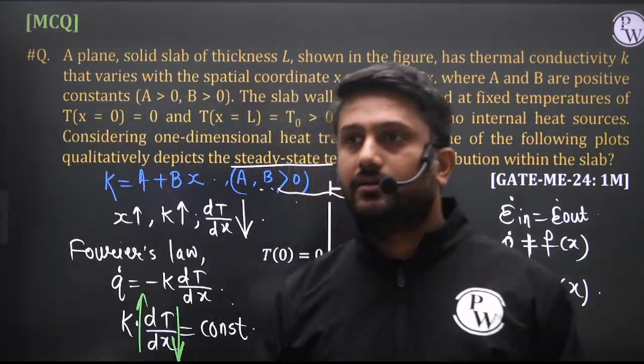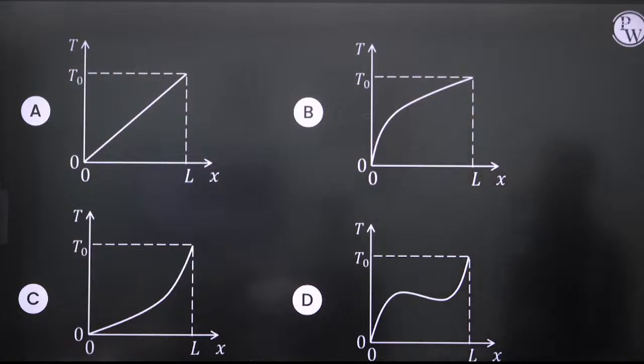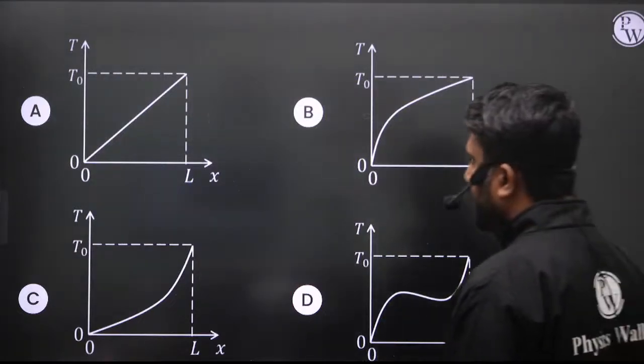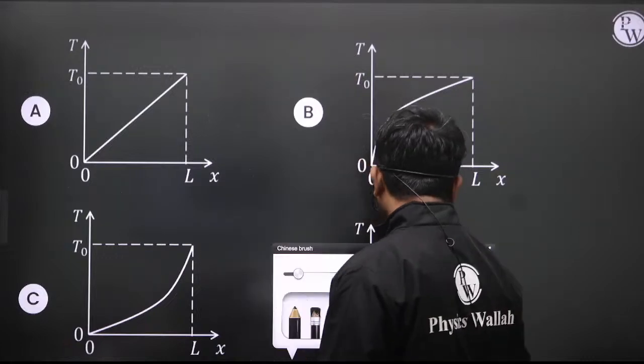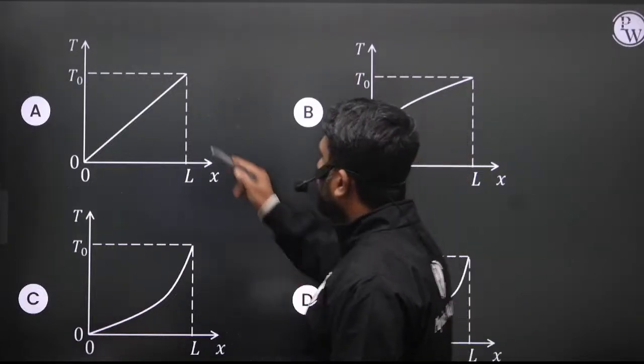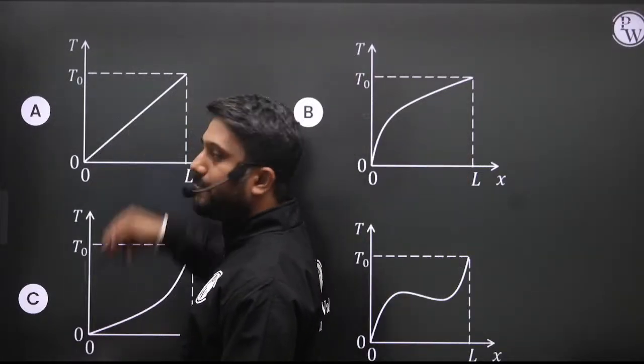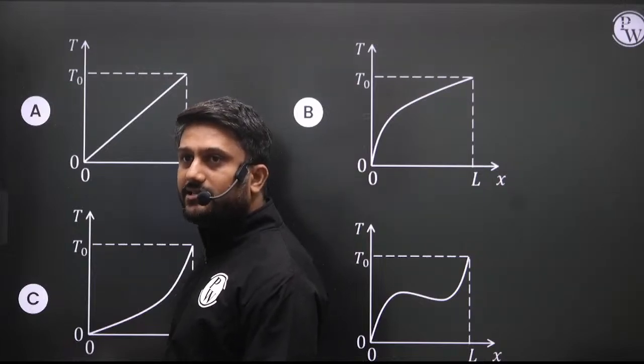Now come to the options. In option A, dT by dx is constant. This is linear. So in option A, dT by dx is constant.